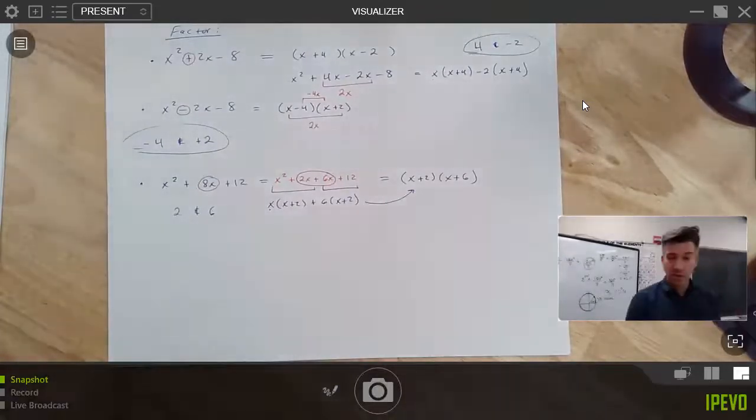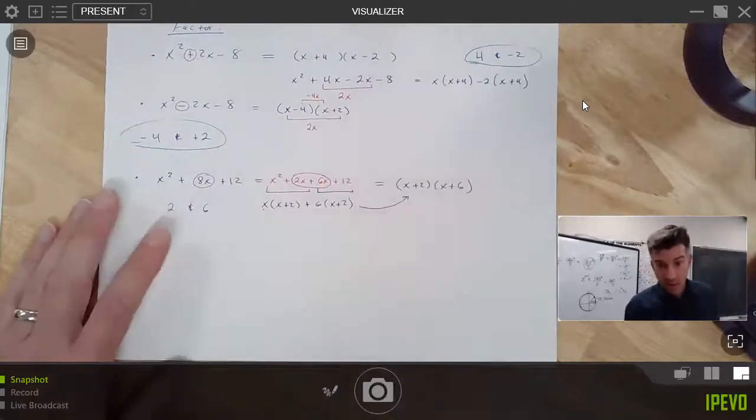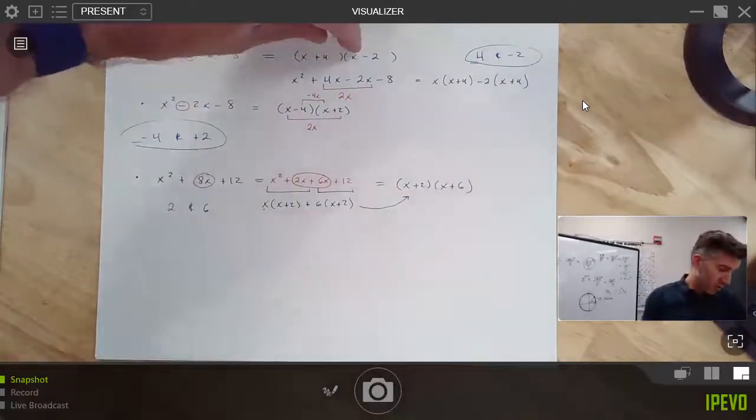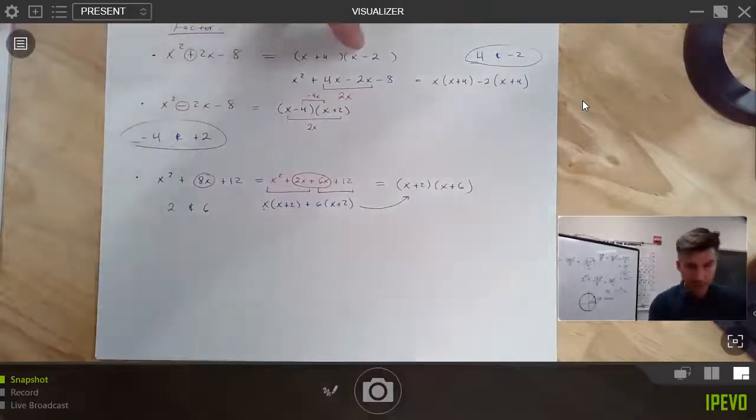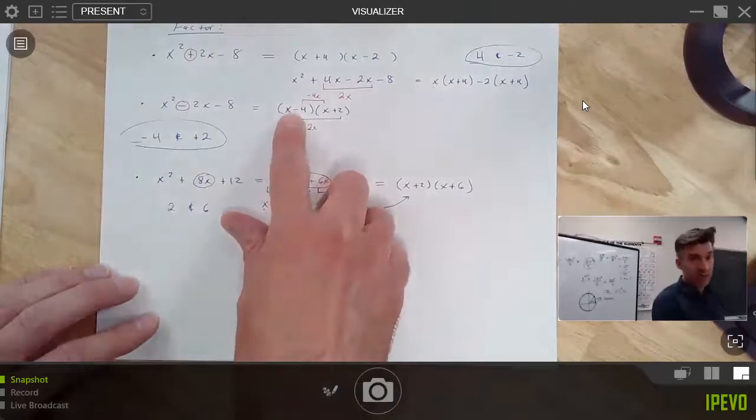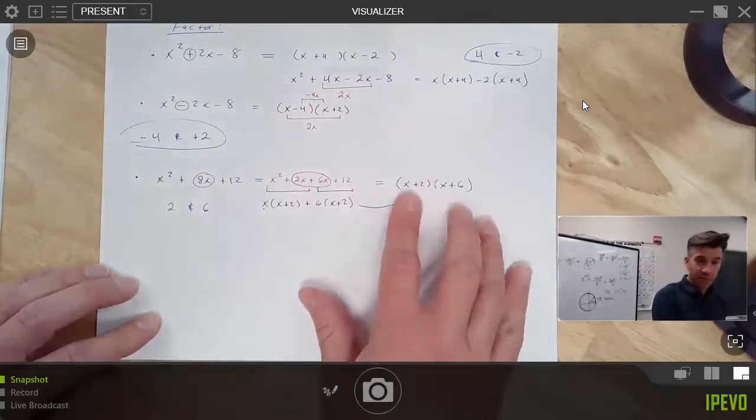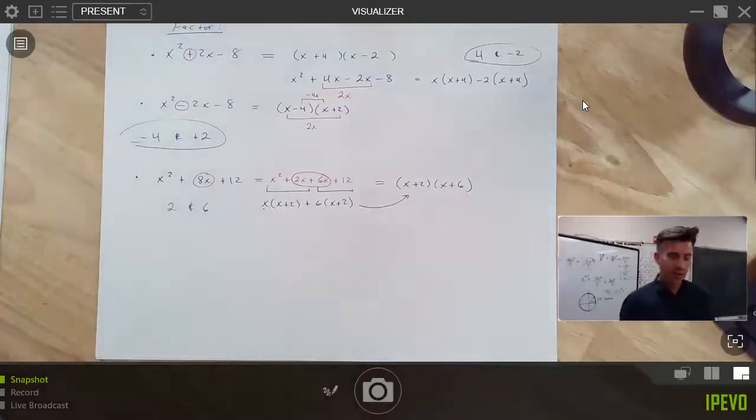And again, I'll mention, none of these factoring problems have solutions. We're not setting any of these equal to 0 because the question just said to factor. But if we were setting them equal to 0, the solutions here would be x equal to negative 4 and positive 2. The solutions here would be x equal to positive 4 and x equal to negative 2. And the zeros here would be x equal to negative 2 and negative 6.